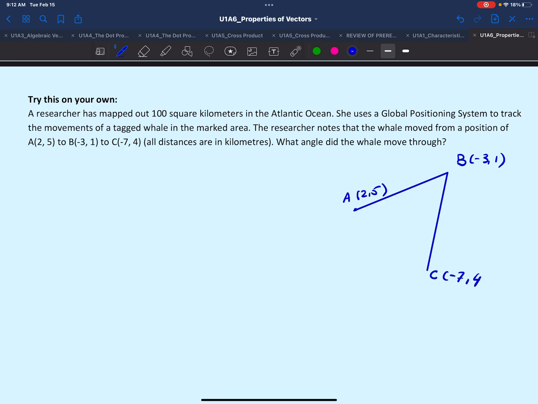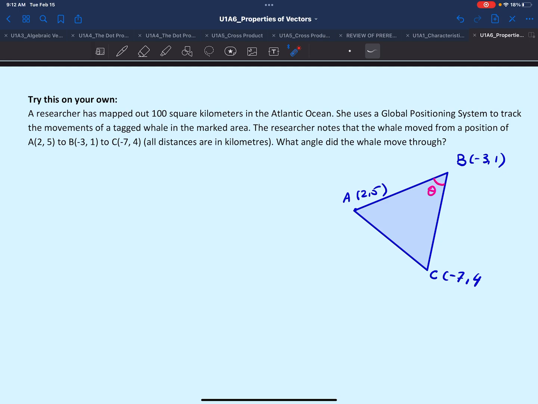What we are trying to find out here is at what angle the whale moved through. Since the whale started at A, went to B and then C, we're looking for the angle made between AB and BC. We're going to call this the angle theta. And now we're thinking, how can we find the angle between two sides? We're going to use the knowledge we've accumulated about vectors to find angle theta.